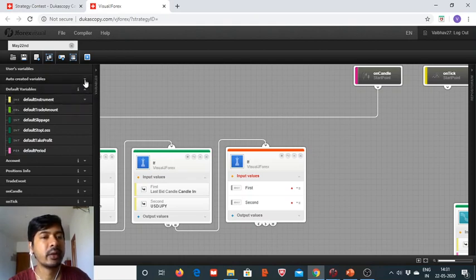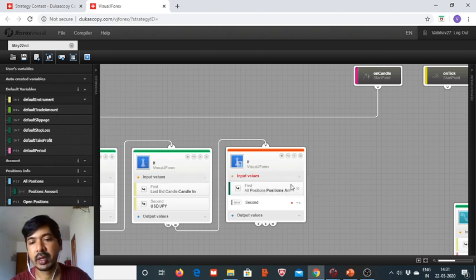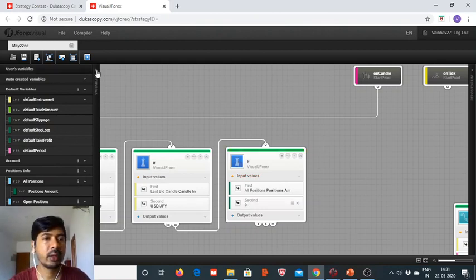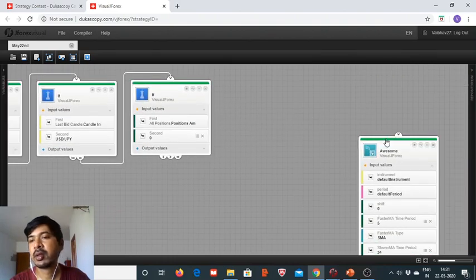And here we will need to take all positions, both pending and open positions will be taken into consideration, and it should be 0. Okay, so we have got this.